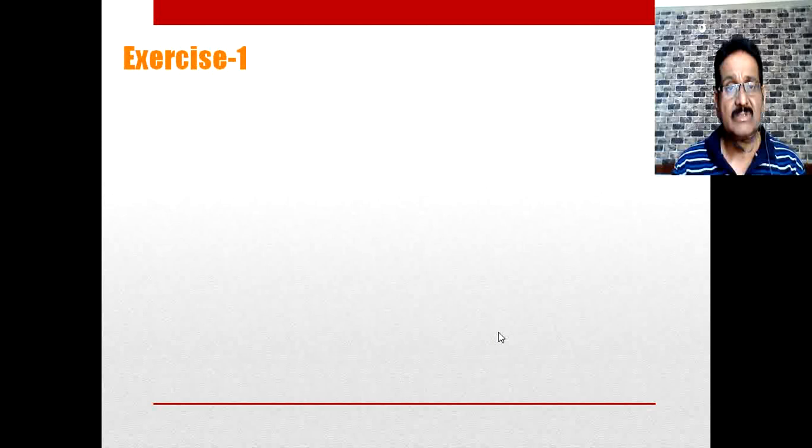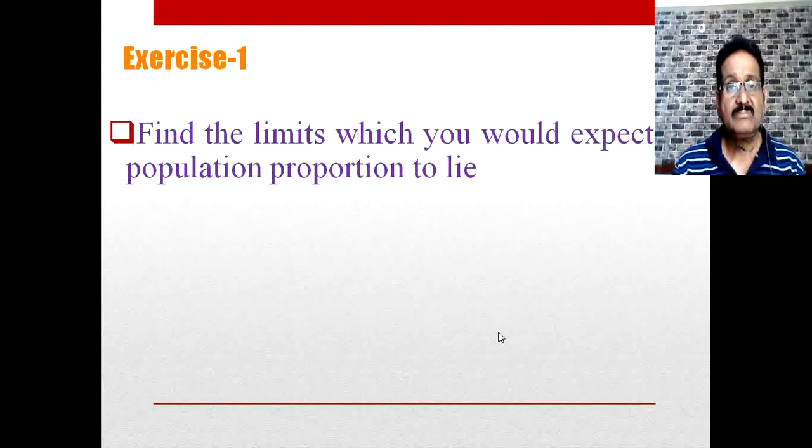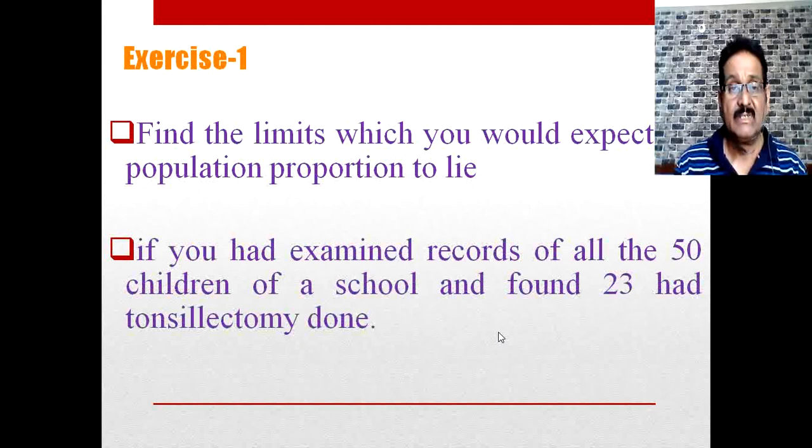So now we solve exercise 1. Write down: find the limits within which you would expect the population proportion to lie if you had examined the records of all the 50 children of a school and found 23 had tonsillectomy done. Again, repeating: find the limits within which you would expect the population proportion to lie if you had examined the records of all 50 children of a school and found 23 had tonsillectomy done.